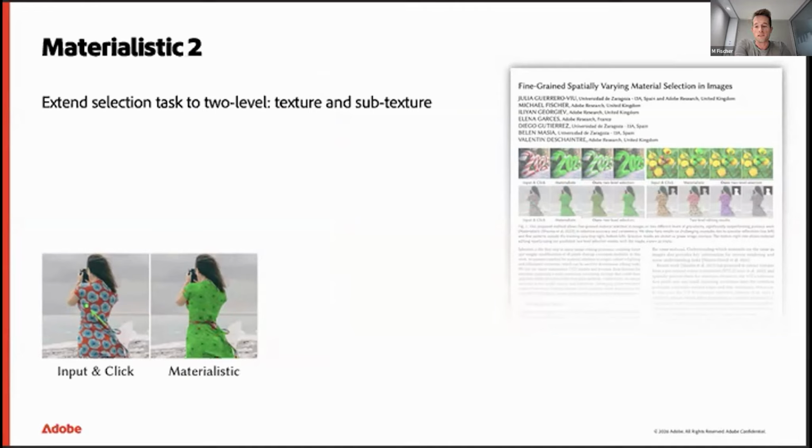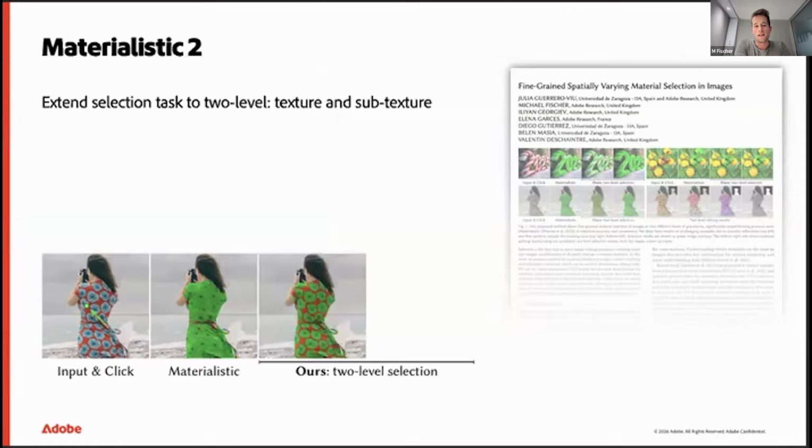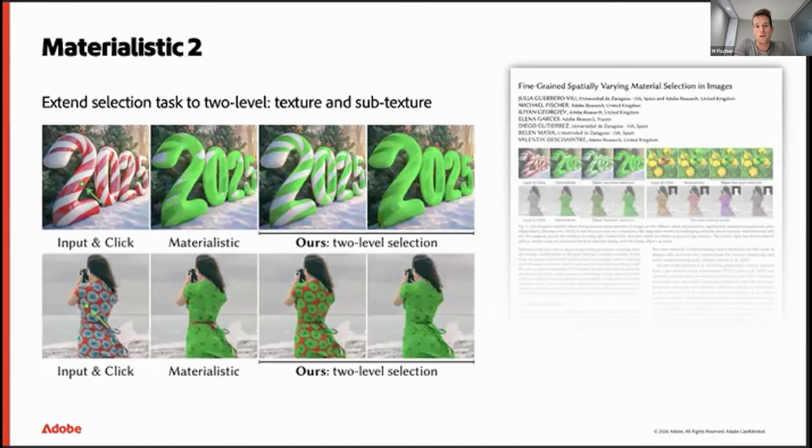So again, this is the Materialistic that we see here, input and click, and then the Materialistic mask that we get. And now in this new paper, Materialistic 2, we're able to select on 2 levels. So if you click, for example, on the flowers on that dress, you can either get a selection mask for the flowers, or you can get a selection mask for the whole texture that includes the dress and the flowers. And once we started playing around with this, we found that there are a lot of images that are really this 2-level composition of texture and subtexture, right?